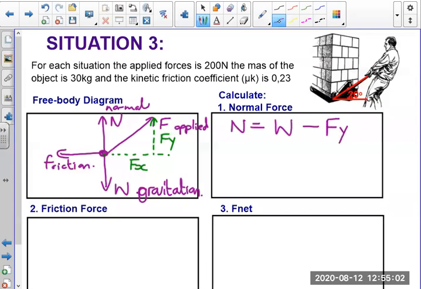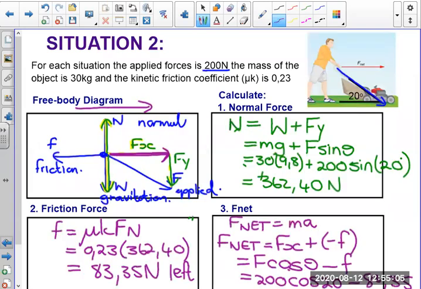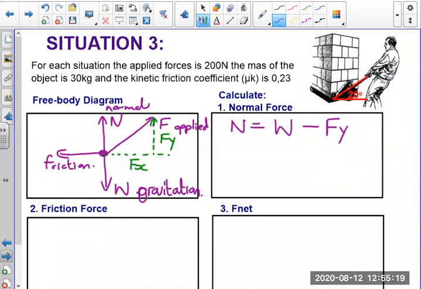Okay, if I go back to the previous situation where we go down, can you see the y component was downwards in the same direction as the weight? So what did we do? We add the two. But now the y component is upwards and the weight is downwards, so now we're going to minus the two from each other. So the weight we know is mg, minus the y component, which is F sine theta, as you can see there.